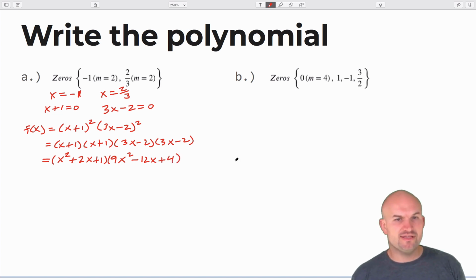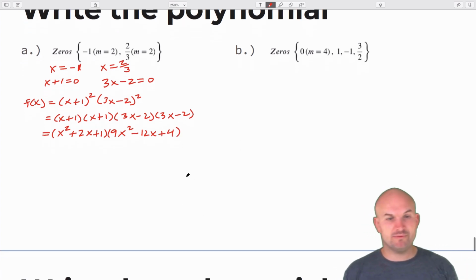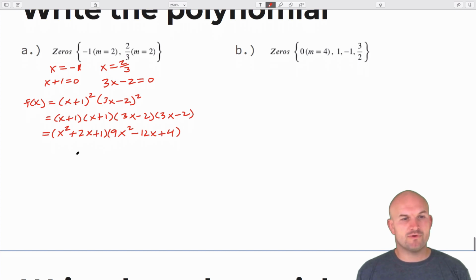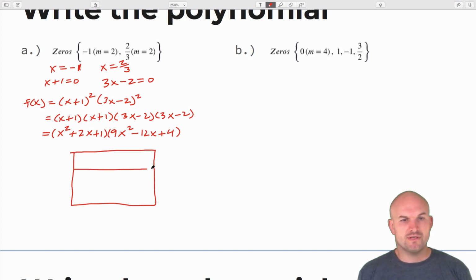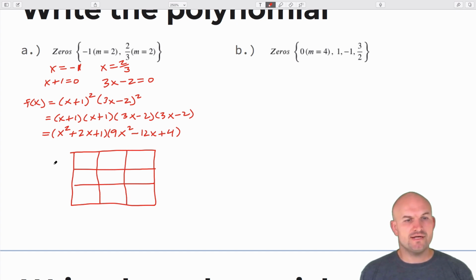All right, because really the fun part is going to be multiplying the trinomial times the trinomial, which again, I'm going to use my lovely box method for. So I'm just going to create a nice little box, 3 rows and 3 columns. I have an x squared, 2x, and a 1. Let's put the 9x squared up here, minus 12x, plus 4. Again, you could use the distributive property, but I just prefer this method here.